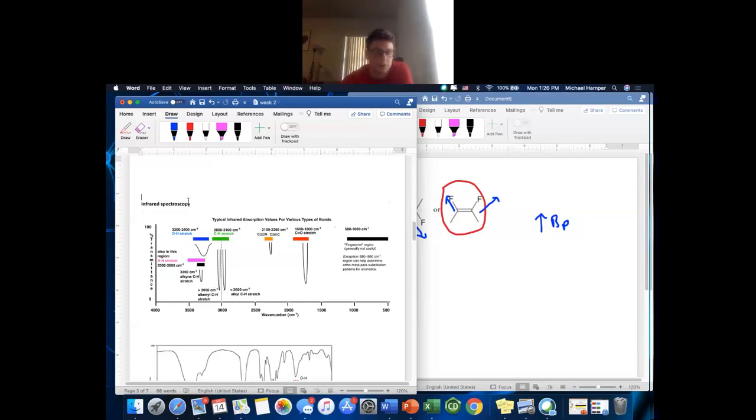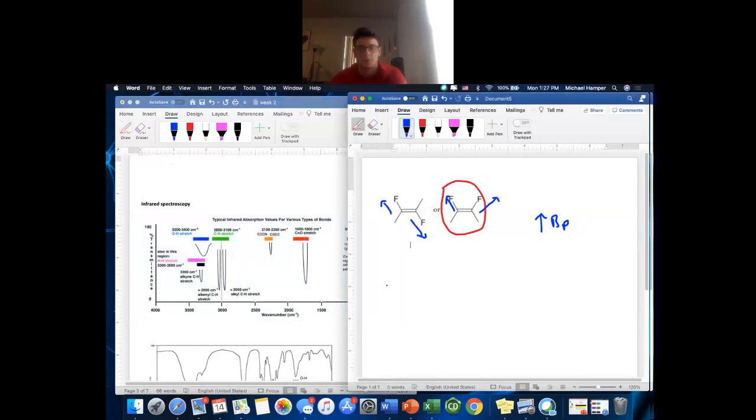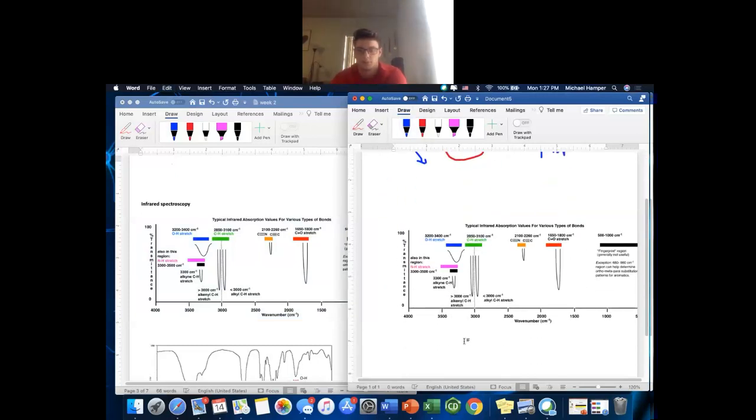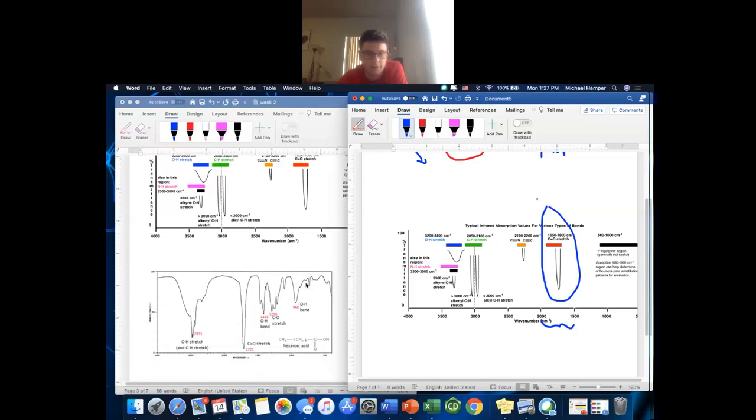But I just wanted to highlight some of the main groups that you want to focus on, which are the more noticeable groups, which would be this C double bond O. All right, so your C double bond O, if you have a carbonyl present in the molecule, it will show up in this range here, and it will be a long and sharp peak.